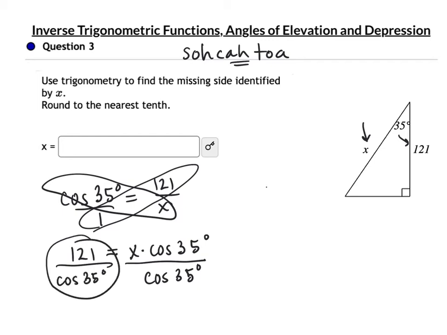Put that in the calculator. Make sure you're in degrees. And we see that x is about 147.7. We round to the 10th.